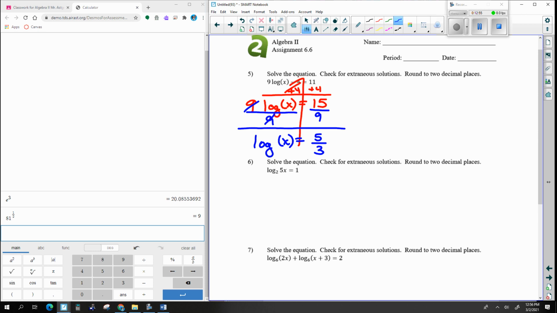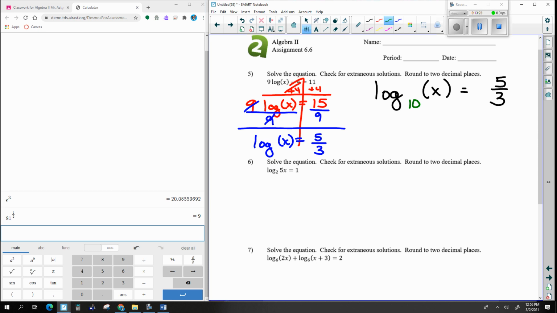Now, when I have a log all by itself, what I need to do is rewrite it. Let me write this just a little bit larger over here. So I have a log of x is equal to 5/3. Notice how they don't tell you a base. That's fine. This base, if they don't tell you, is a base of 10.